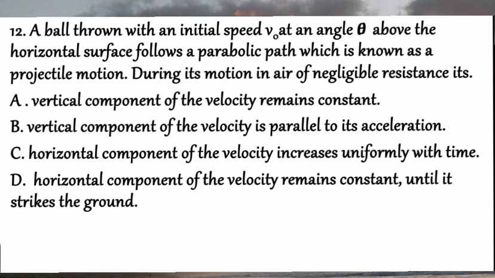ግን ቫሪያብል ቬሎሲቲ ቨርቲካል ሞሽን ላይ አለ፣ ኮንስታንት ቬሎሲቲ ደግሞ ሆሪዞንታል ሞሽን ላይ አለ ማለት ነው። እና መልሳችን ምን ይሆናል? Horizontal component of the velocity increases uniformly with time, no. Horizontal component of velocity remains constant until it strikes the ground, ነው እና መልሱ D ነው። Horizontal velocity always constant ማለት ነው። So the answer is D.